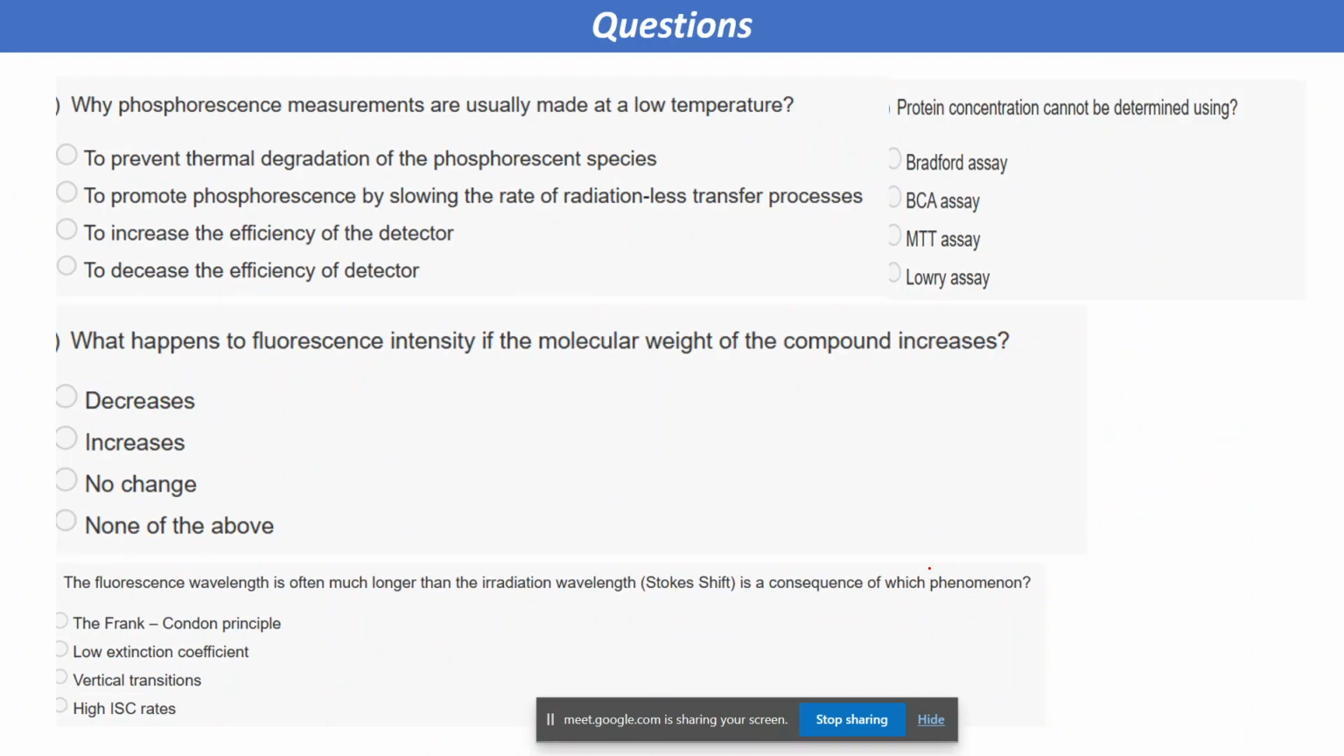Next, why are phosphorescence measurements usually made at low temperature? You know phosphorescence is the transition from triplet to ground state. So why are these measurements made at low temperature? To prevent thermal degradation of the phosphorescent species, to promote phosphorescence by slowing the rate of radiation-less transfer process, to increase the efficiency of the detector, or to decrease the efficiency of the detector.